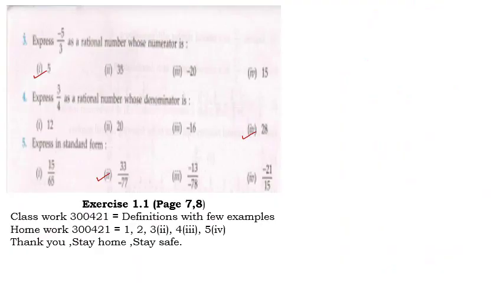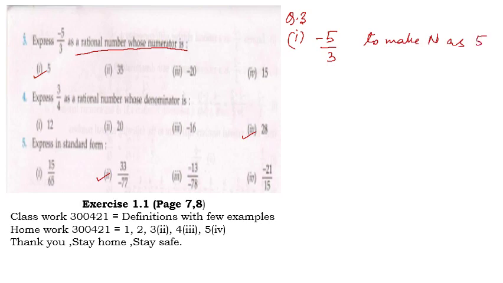Then moving on to other question. Question number 3. Let us do the first part. That is saying to express minus 5 by 3 as a rational number whose numerator is 5. Now here the number given is minus 5 by 3 and they want you to make numerator as 5. So what will I do? Minus 5 I will multiply with the minus 1. So please see how I am proceeding.